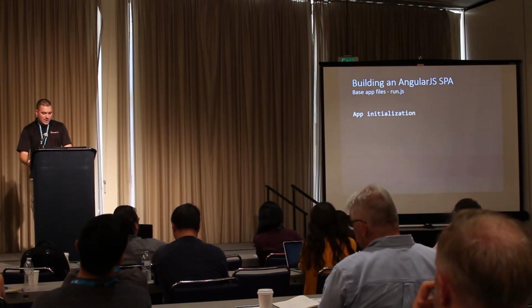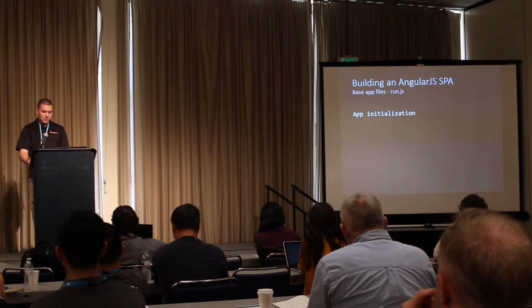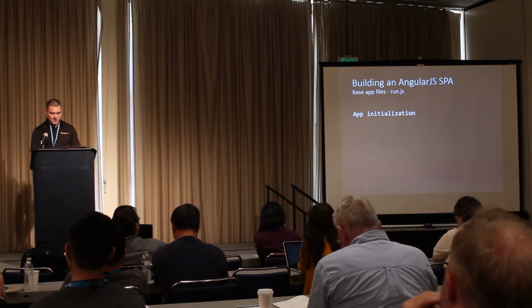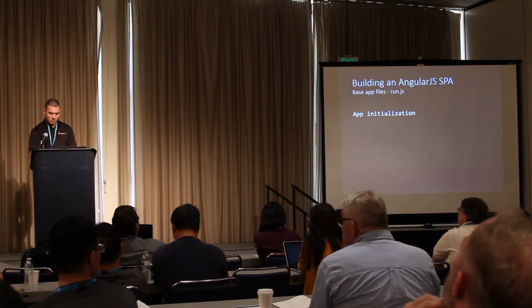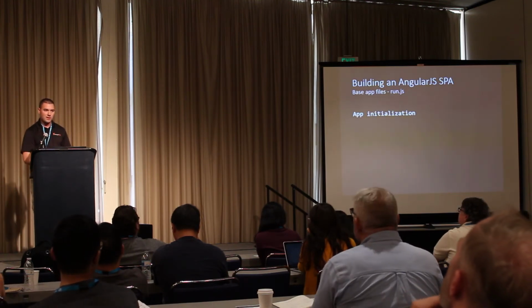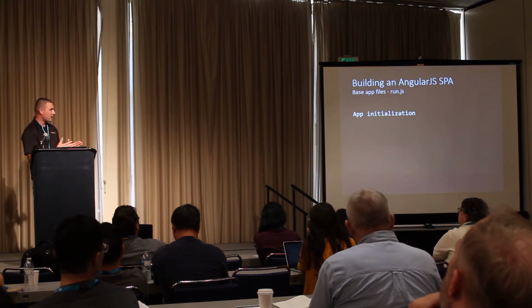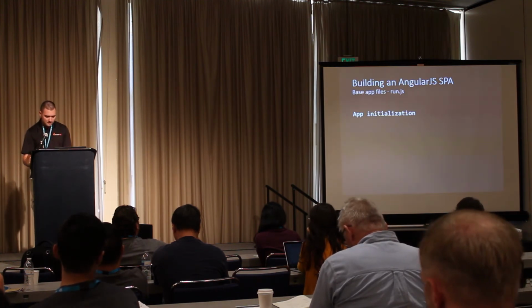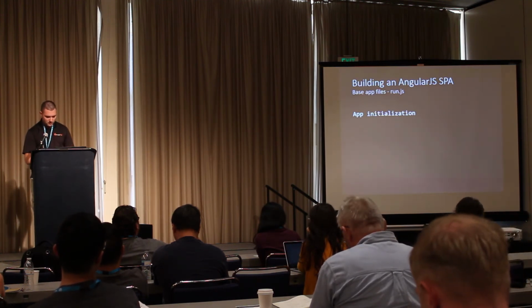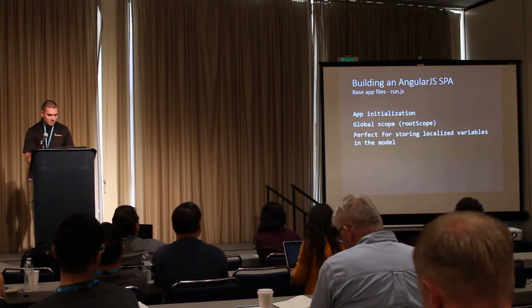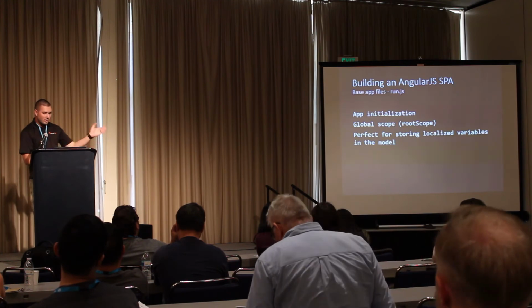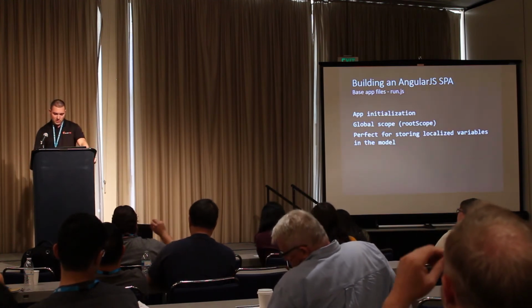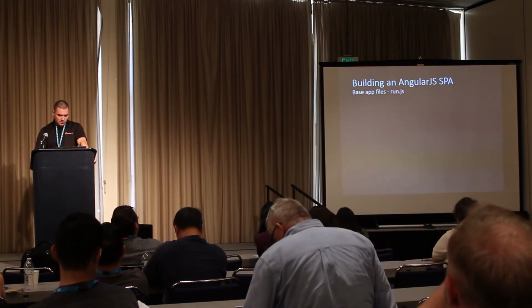All right, the run.js file. This is where main initialization occurs. Unlike controllers, run does not have a local scope. It only has one, and that is the global scope. So you don't want to do much in here except declare global variables. This is perfect for storing the localized variables that we created in enqueue.php so that we can use them throughout the rest of the single page application.